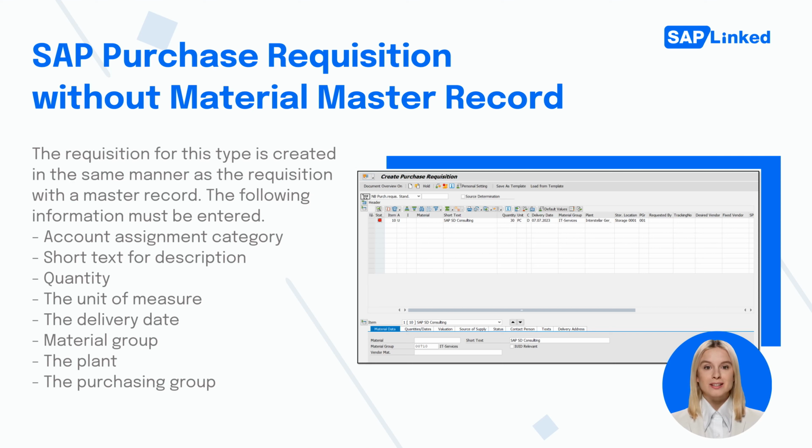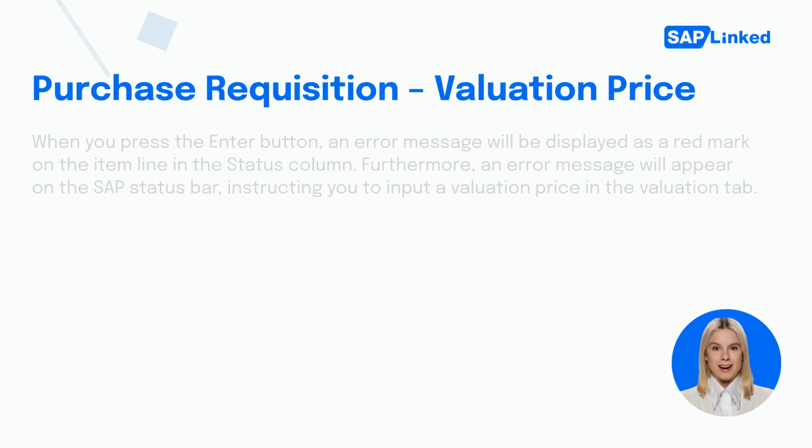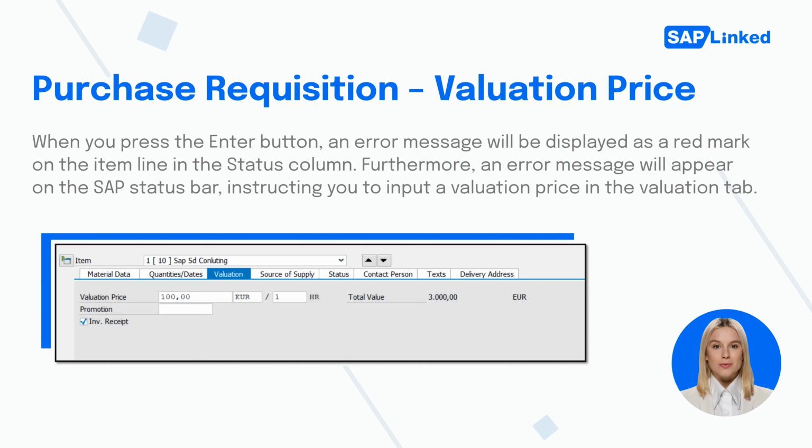In this case, it is necessary to enter an account assignment category to allocate the cost to a specific account. We will be using U, which will allocate the requisition to an unidentified account. There are also additional options available. When you press the Enter button, an error message will be displayed as a red mark on the item line in the status column. Furthermore, an error message will appear on the SAP status bar, instructing you to input a valuation price in the Valuation tab. After entering the valuation price and pressing the Enter button, the error message will disappear and the purchase requisition will be ready to save.